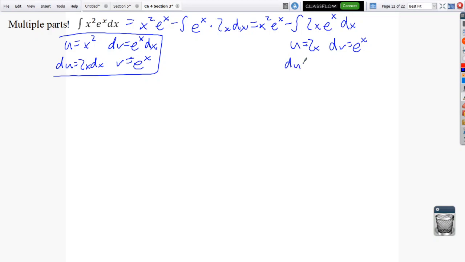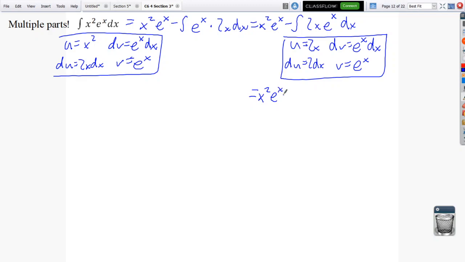My du, therefore, will be 2 dx, and my v, the antiderivative of e to the x dx, will be e to the x. I like to put this in a box. Again, I put it right under here so I don't get it confused with the u and the dv from over here. And now I'm running out of space, so I'm going to skip over the box and just go right here. I now have x squared e to the x minus.